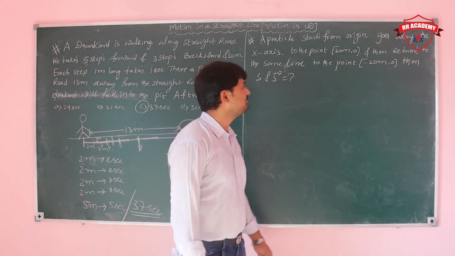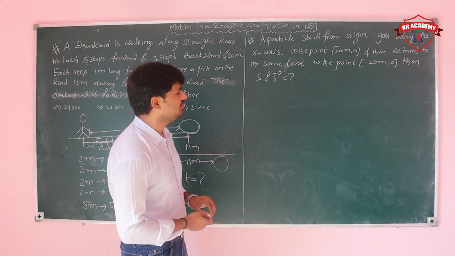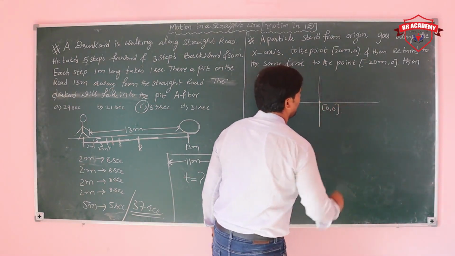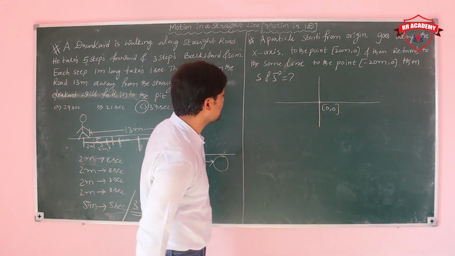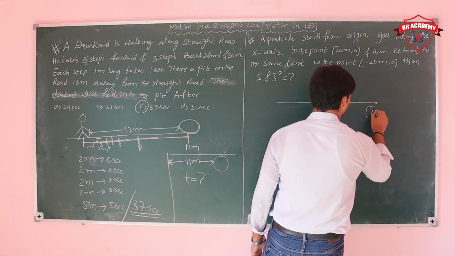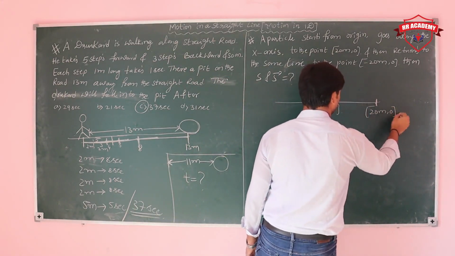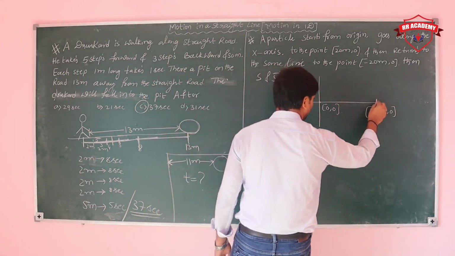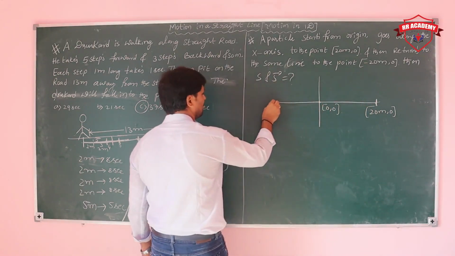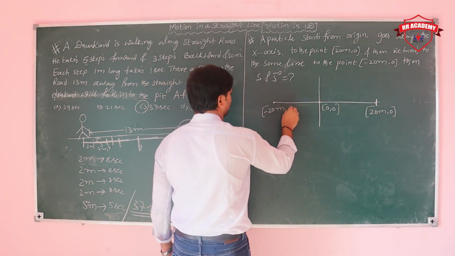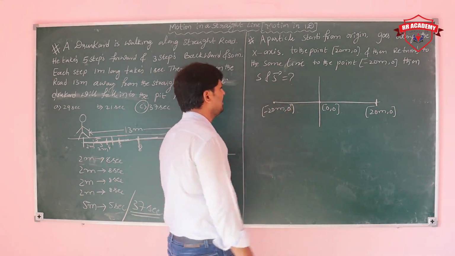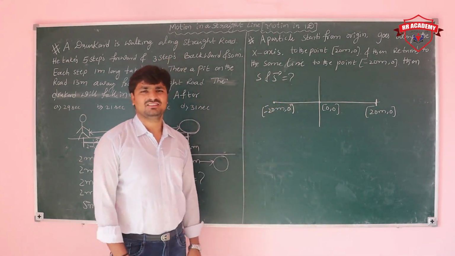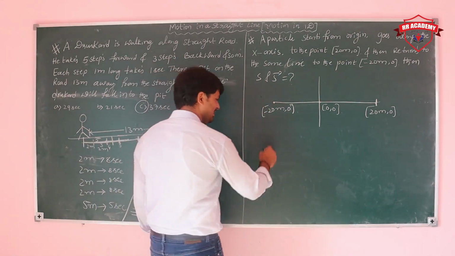Okay, come here, next problem. A particle starts from the origin, and goes along the x-axis to a point (20 meters, 0), and then returns on the same line to a point (minus 20 meters, 0). Then what are the distance and the displacement? The previous one we saw. And second, see here. The distance is equal to.